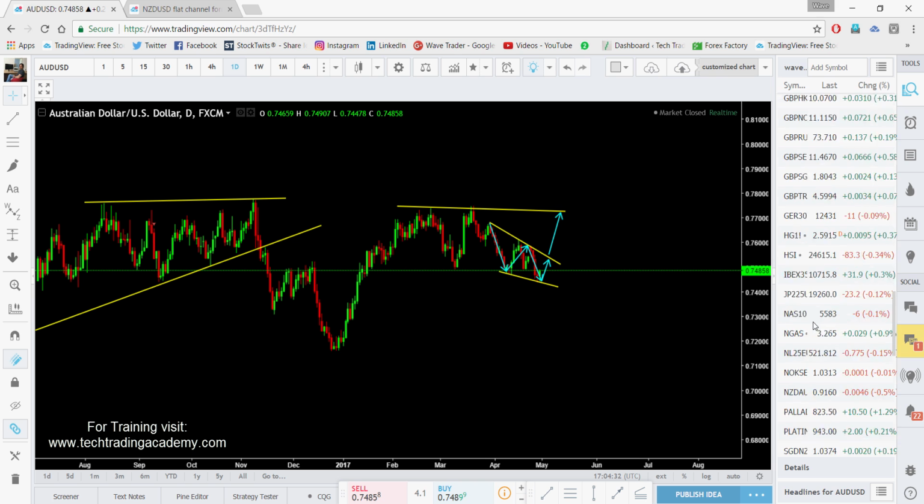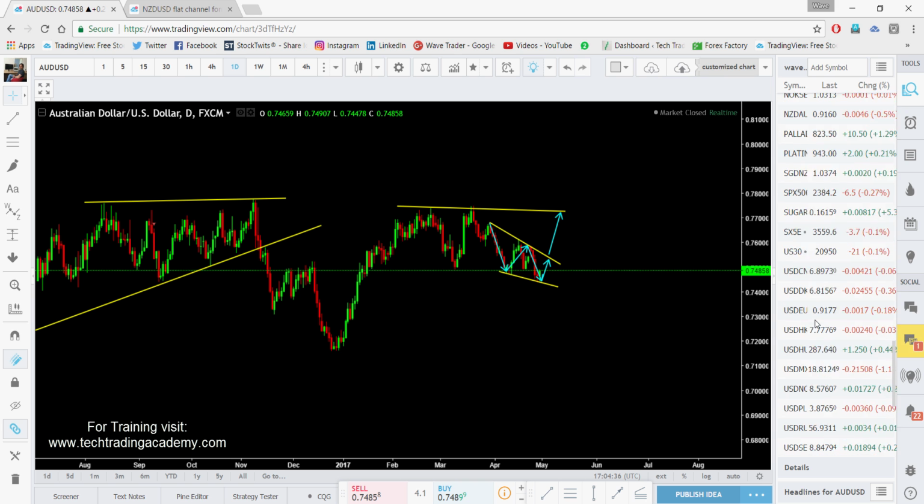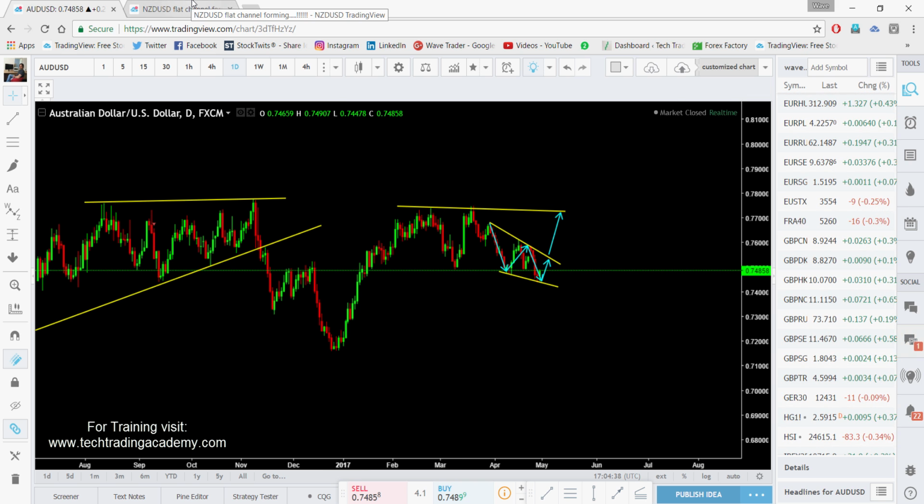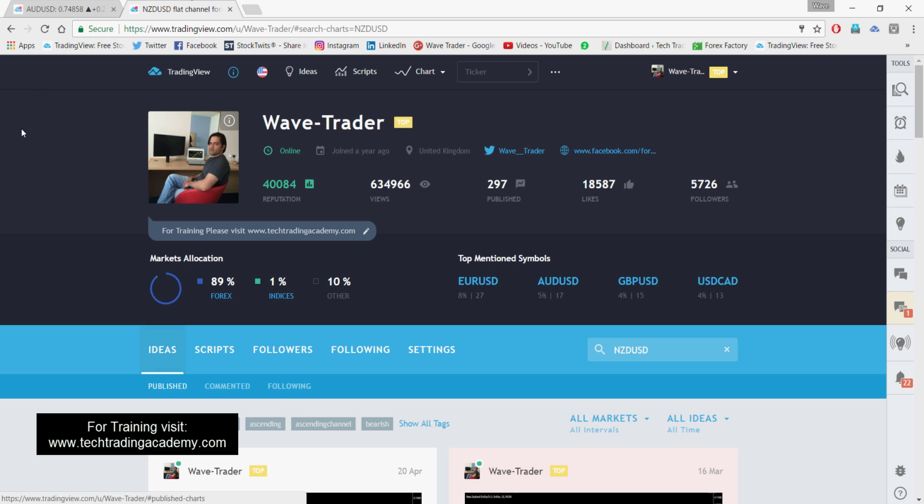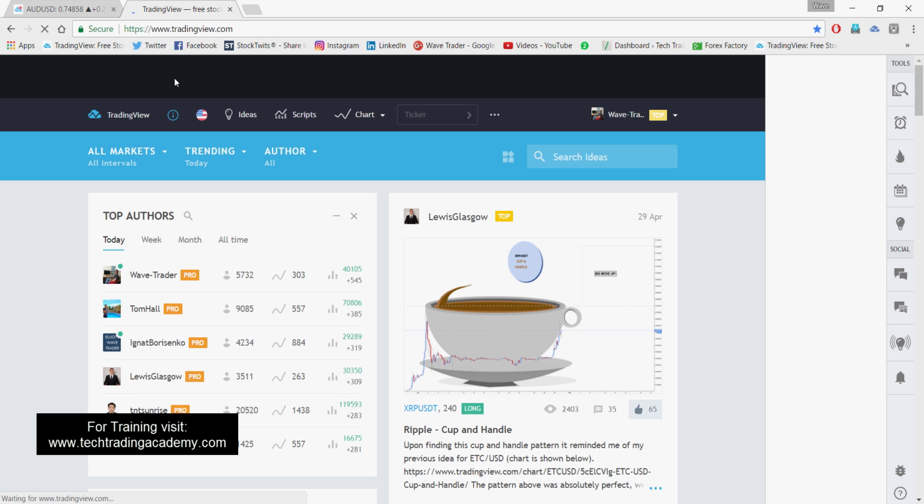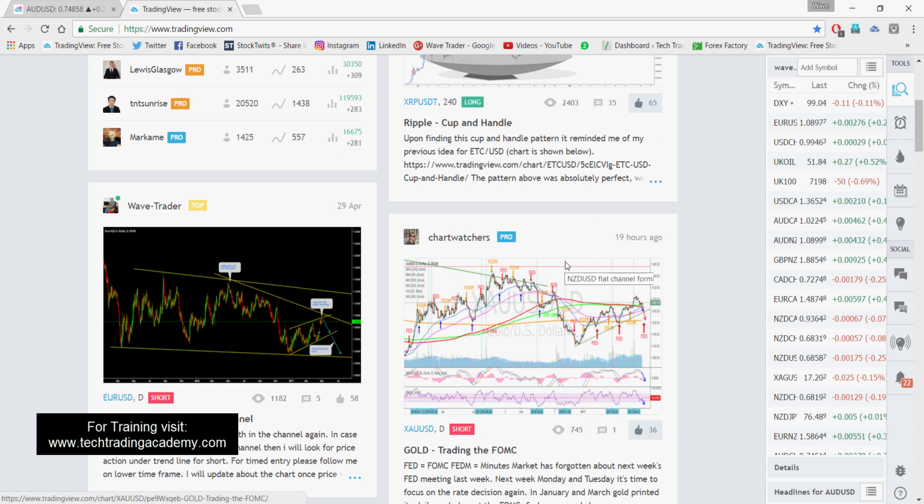Alright fellows, any other pair which I haven't gone through? Let me know about that. Any other pair fellows? I have shown Aussie CAD.